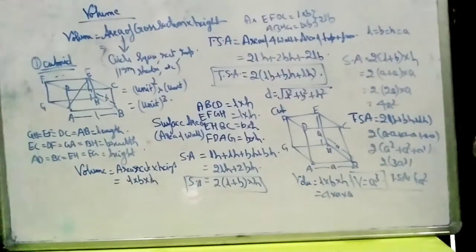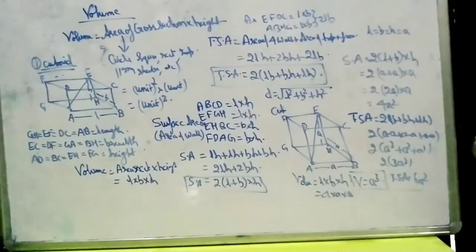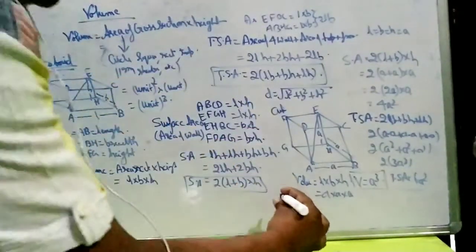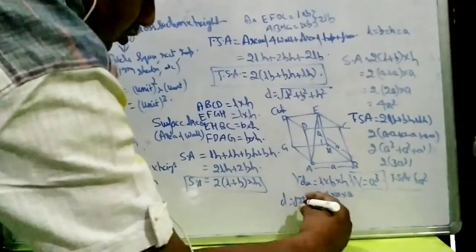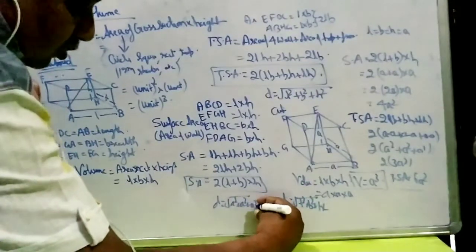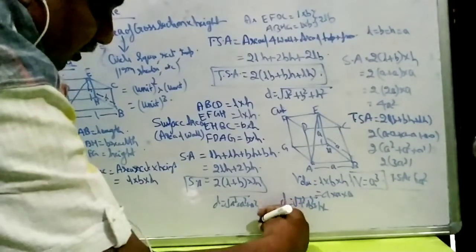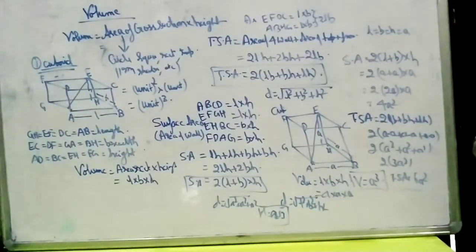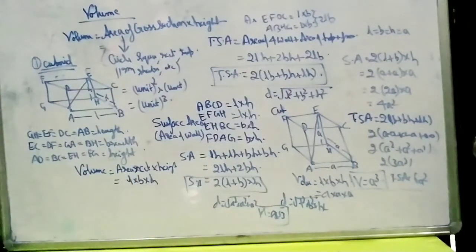Now if we have to calculate the maximum length of a rod that can be kept inside the cube along the diagonal, D is equal to under root of L square plus B square plus H square. So D will be equal to under root of A square plus A square plus A square. The answer will be under root 3 A, the length of the diagonal. This is the maximum length of the rod that can be kept inside the cube. So that gives the formulas for the cuboid and cube.